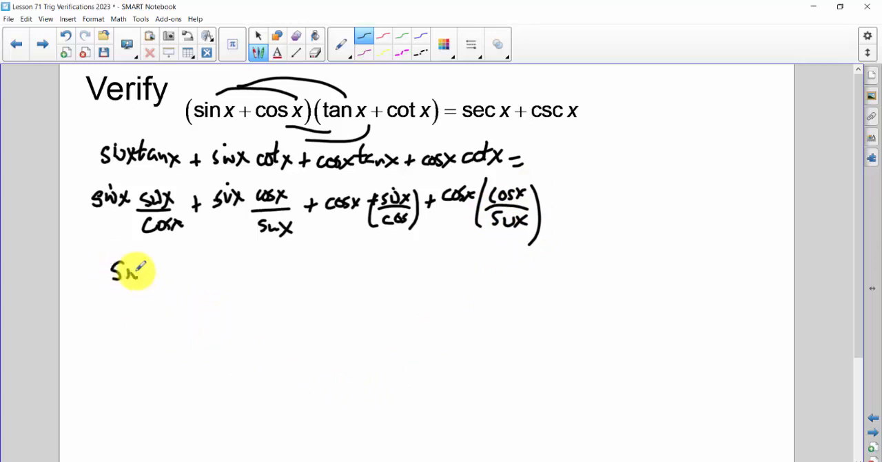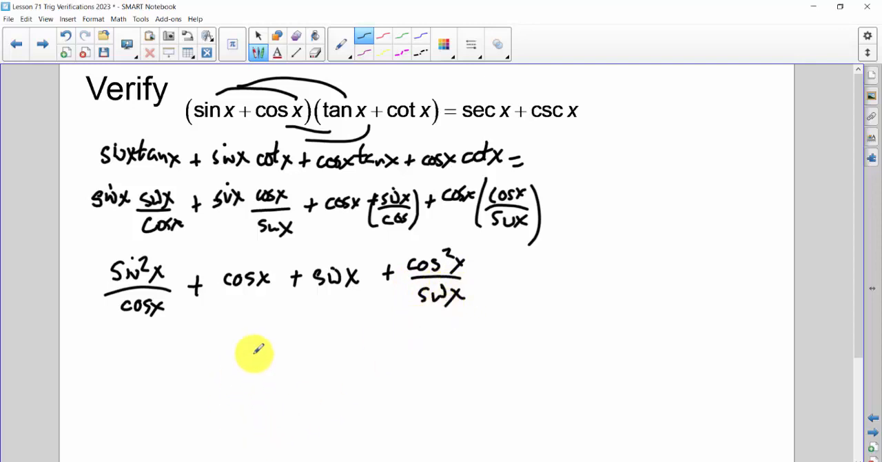This goes to sine squared x cosine x. The sines go, leaves you with cosine of x. Cosines go, leaves you with sine of x. And let's see. This goes to cosine squared of x over sine of x. So it looks like I'm going to need to do a little bit of work here. There's my something over sine, but that's not really helping me much.